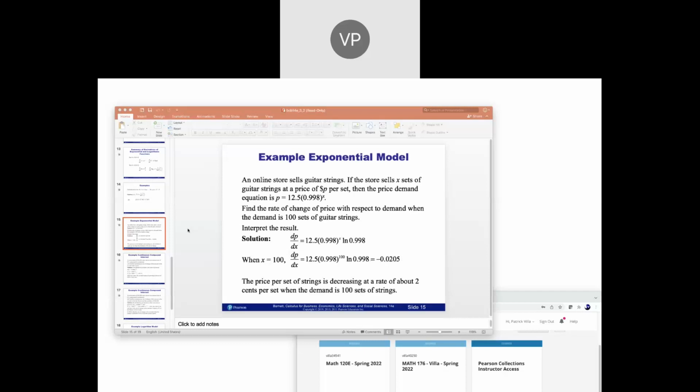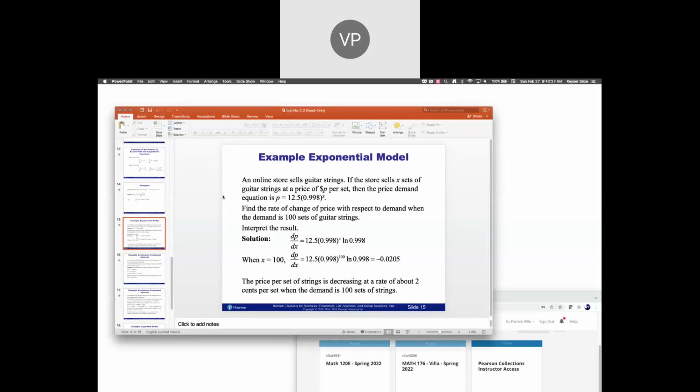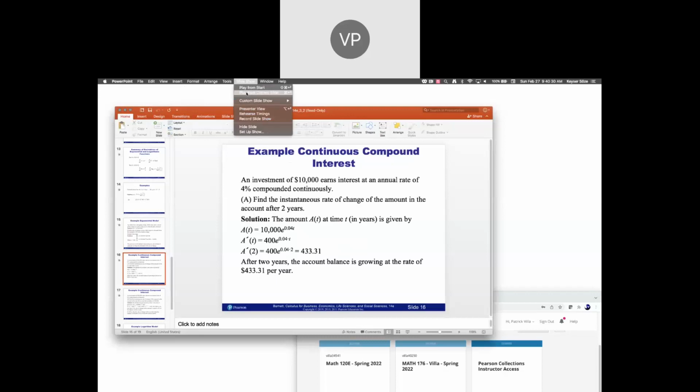Okay, the demand's starting to go down when you start selling that many. So that's all that's happening here in this problem, that example. That's how they're getting that one. So let's go to another one here.